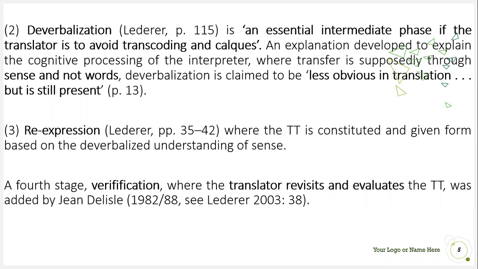Understood? Since we are not directly copying, we are taking the sense from the source text. That's why it is less obvious in translation, but is still present. So that is the idea of deverbalization. It's an essential intermediate phase, and when we try to deverbalize, we try to avoid transcoding and calcs. We try to make it sense for sense, not word for word or direct translation.